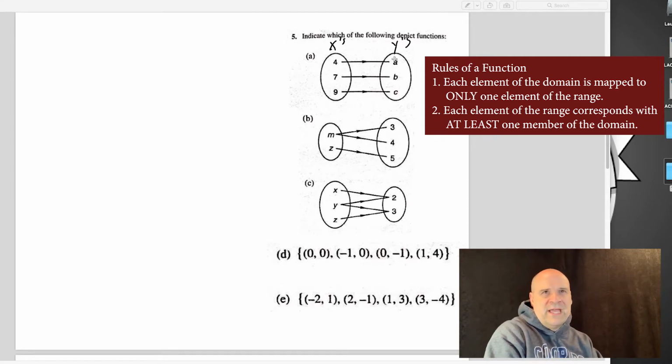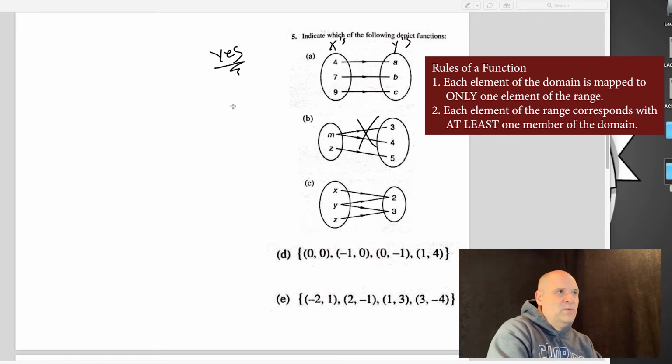So 4 goes to A and nothing else. 7 goes to B and nothing else. 9 goes to C and nothing else. So 5A is a yes. Okay. What about 5B? Well, M goes to 3 and it goes to 4. No. B is a no.